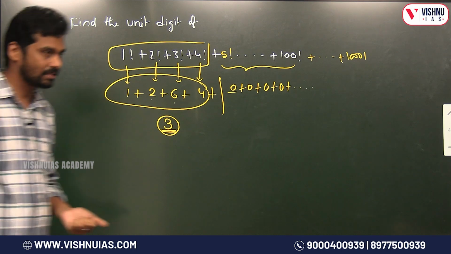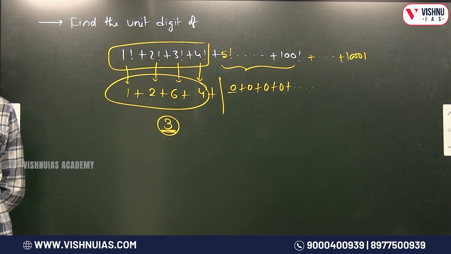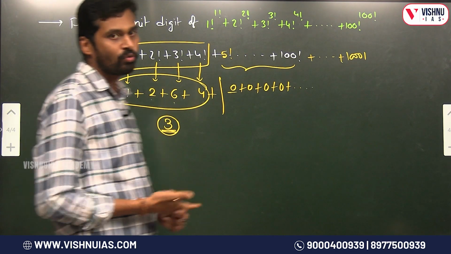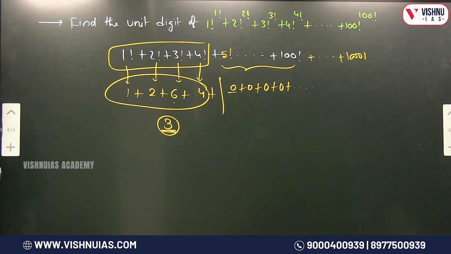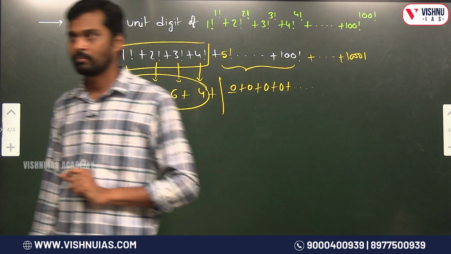So now we'll do the next one. That is a previous year problem. CSAT previous year problem. Find the unit digit of 1 factorial to the power of 1 factorial, plus 2 factorial to the power of 2 factorial, plus 3 factorial to the power of 3 factorial, and so on till 100 factorial to the power of 100 factorial.